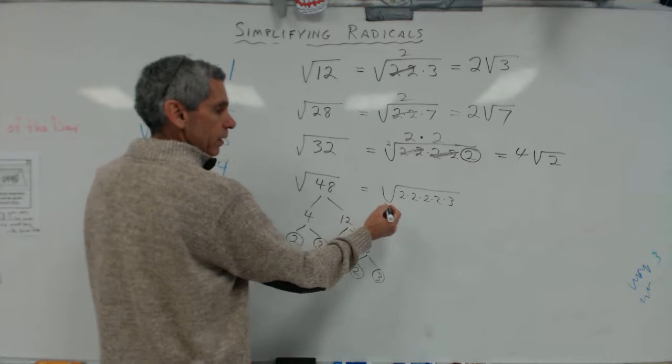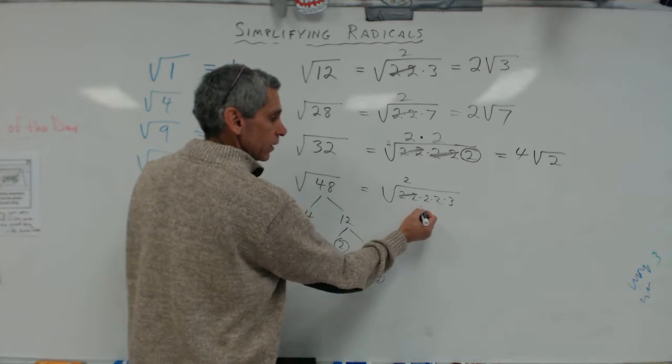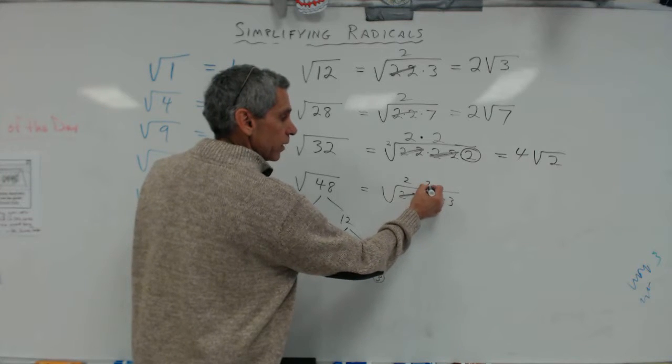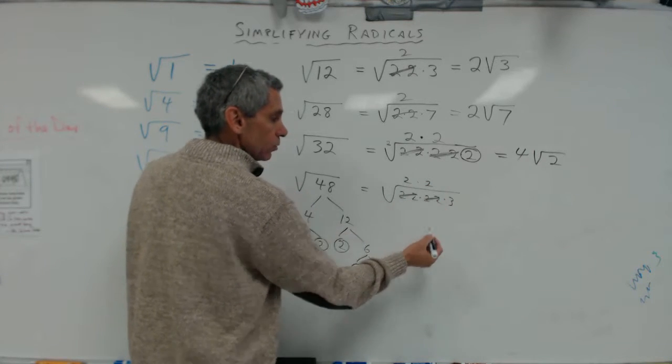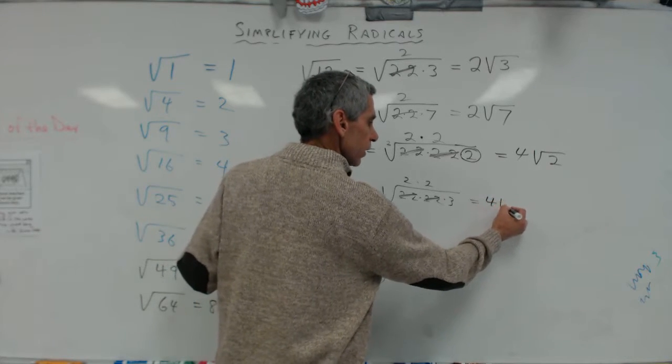Okay? All right. I see there's 2 of them. There's a pair there, that's a 2, that comes out as a 2. There's another pair, that comes out as a 2. I'm going to multiply those. I finished. So my final answer is what? 4 square root of 3.